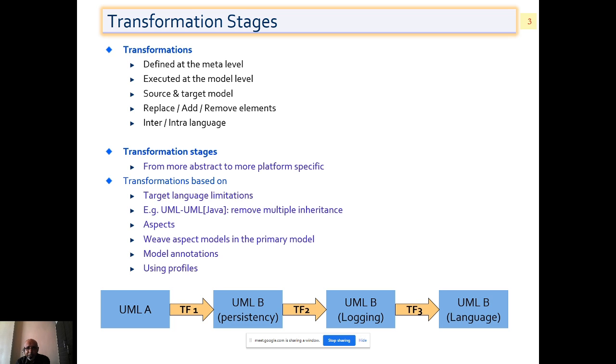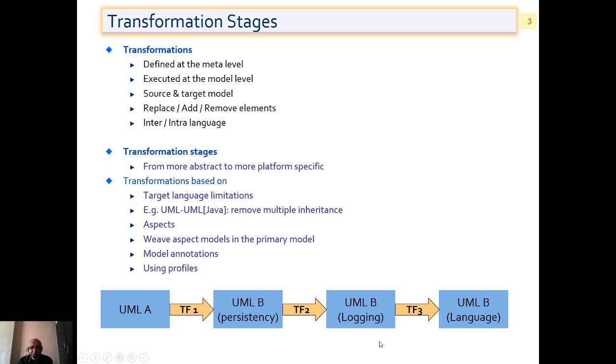So UML-A transformation 1 takes it to UML-B. You are covering persistency. Transformation 2 will be generating logging. Transformation 3 will be generating the language, right?